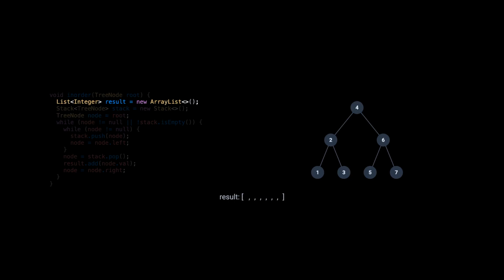We create a result list to collect values, a stack to simulate recursion, and a node pointer starting at the root. The outer loop runs while the current node is not null or the stack is not empty. So we keep going until we've processed every node.